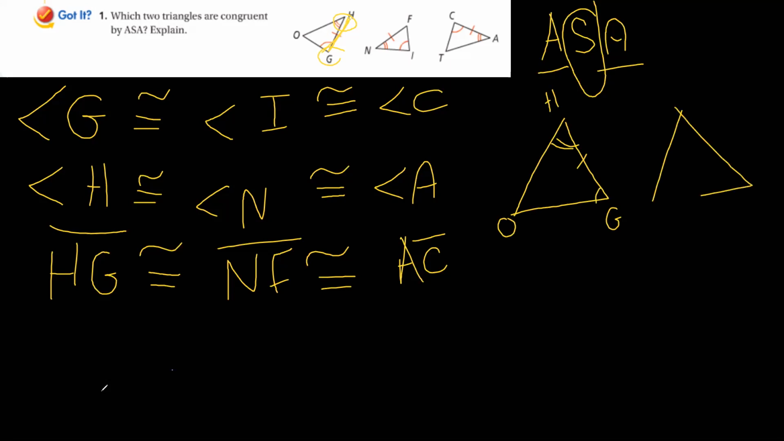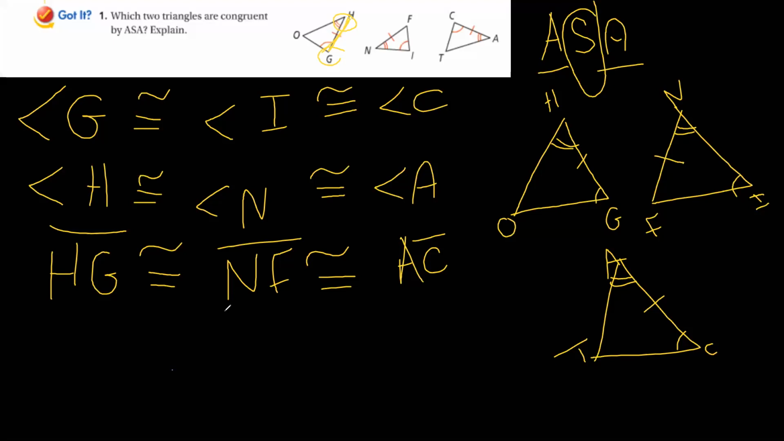And this is another one. It was I, N, and F. And between N and F here is the corresponding side. And the third one, we have C, A, and T, like this. Now look at the first triangle.